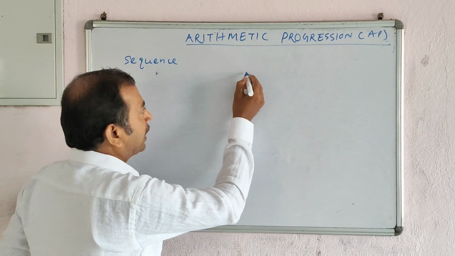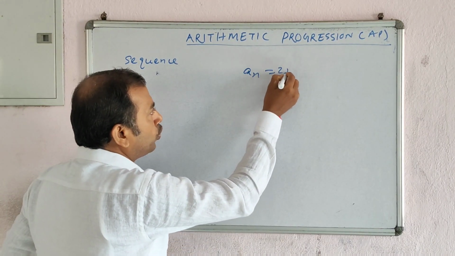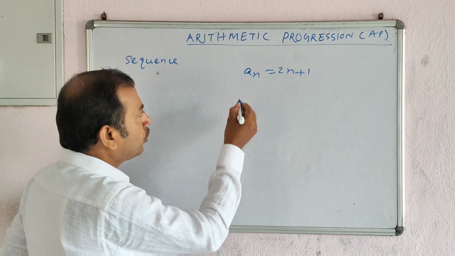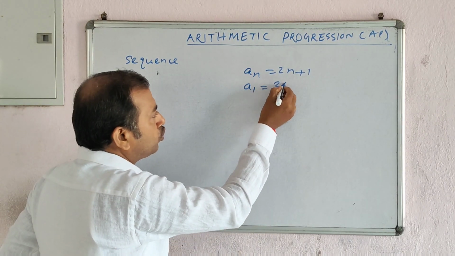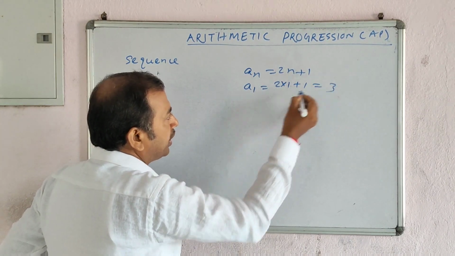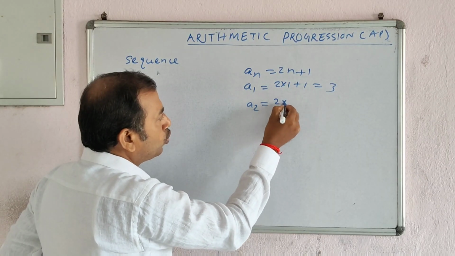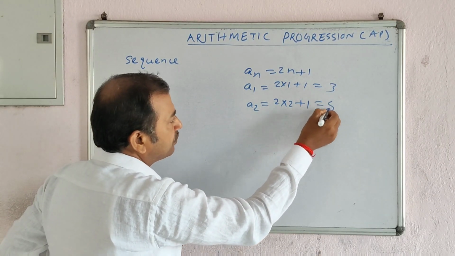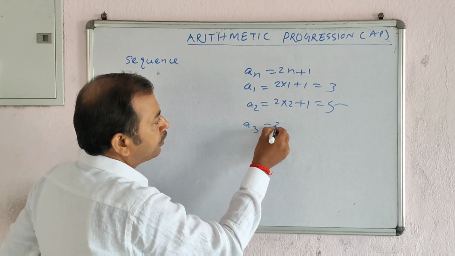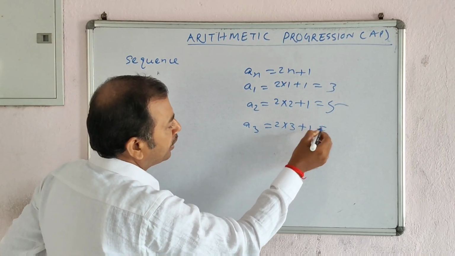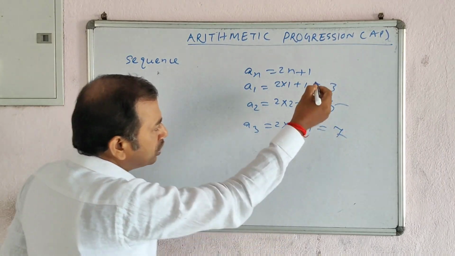Like suppose एक pattern दिया है an equal to 2n plus 1. If you put a1, first term, that is 2 into 1 plus 1, that is equal to 3. Similarly a2, instead of n you can put 2 into 2 plus 1, that is 5. Similarly a3, 2 into 3 plus 1 equal to 7. So this is called what?